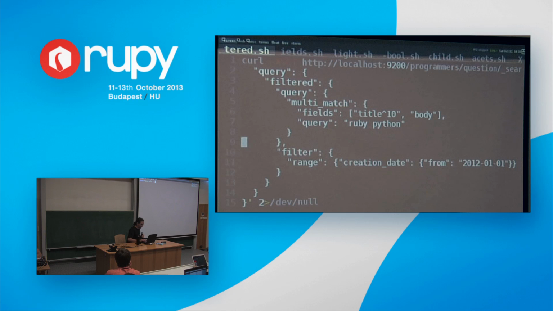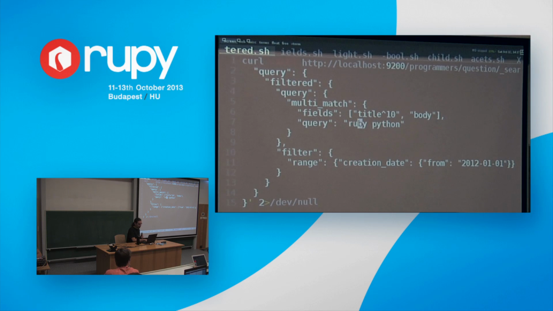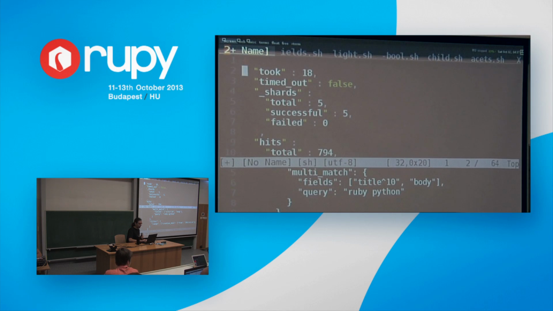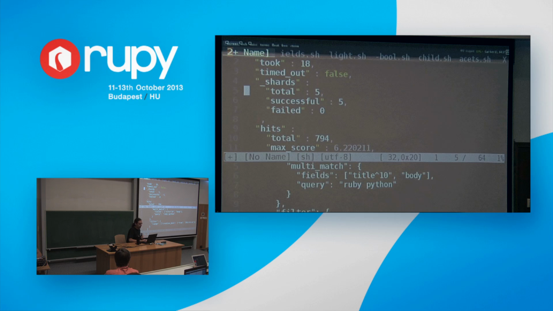So the first demo is with search. This is a similar query to what we saw. For the benefit of the conference, I just edited RuPy so that all the RuPy people here wouldn't feel left out. And so if we execute this query, what will happen? It took 18 milliseconds.